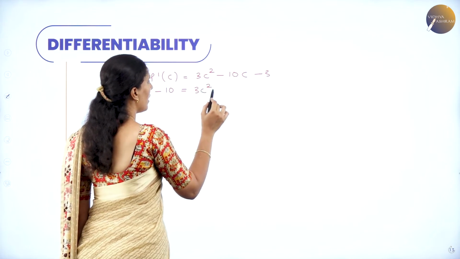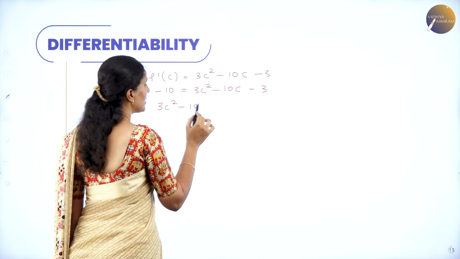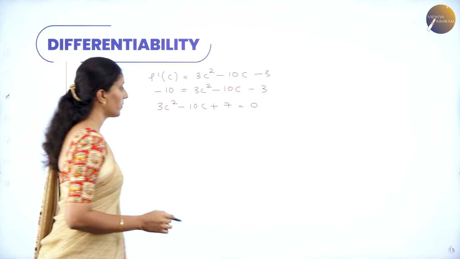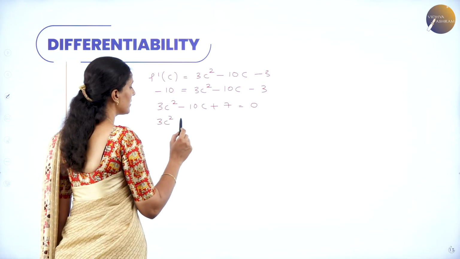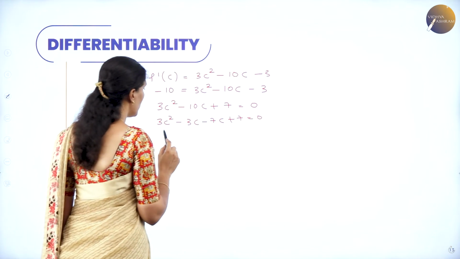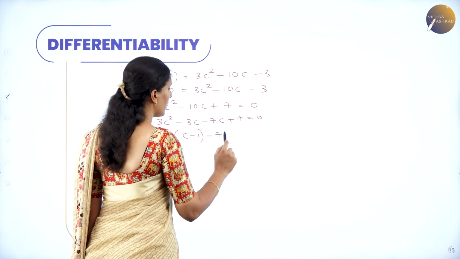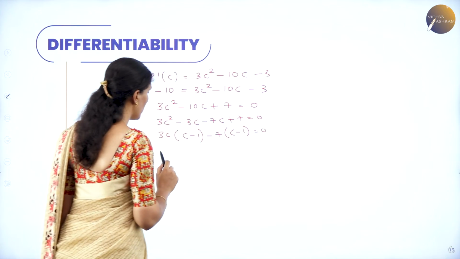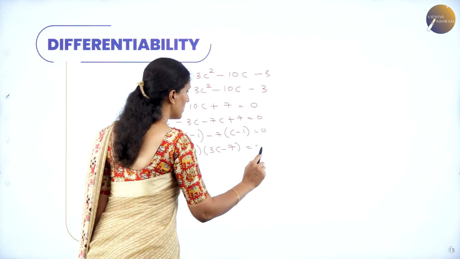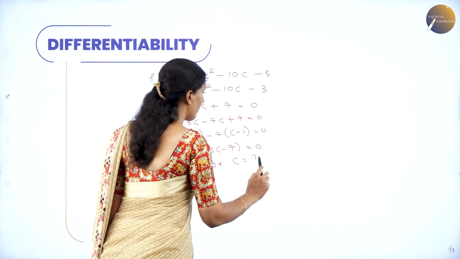So 3c square minus 10c minus 3. So then you get 3c square minus 10c, so when you shift that, it becomes plus 7 is equal to 0. So here I can write it as 3c square minus 3c minus 7c plus 7 is equal to 0. So 3c common, c minus 1, and here minus 7 common, c minus 1 is equal to 0. So this implies c minus 1 and 3c minus 7 is equal to 0. So therefore c is equal to 1 or c is equal to 7 by 3.